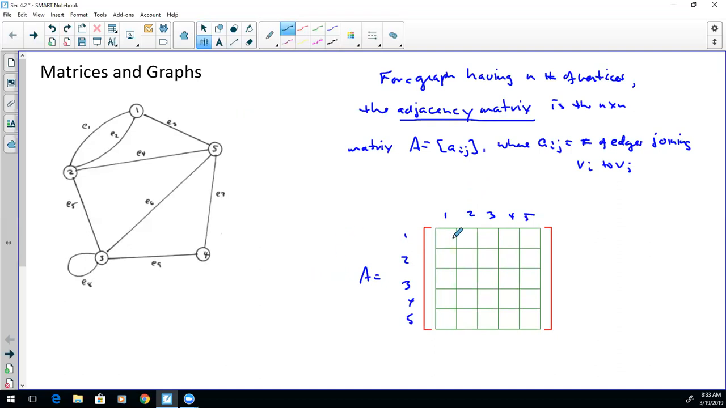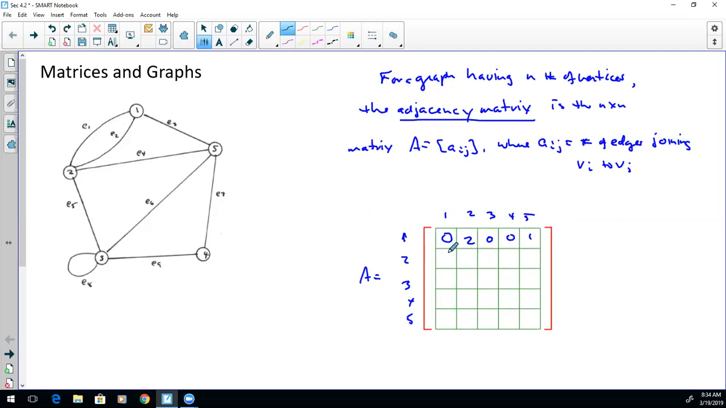Okay, so this first entry here is row 1, column 1. So how many edges join vertex 1 to vertex 1? There aren't any. How many edges join vertex 1 to vertex 2? Well, there's two, E1 and E2. How many edges join vertex 1 to vertex 3? None. How many join 1 to 4? None. 1 to 5? 1.